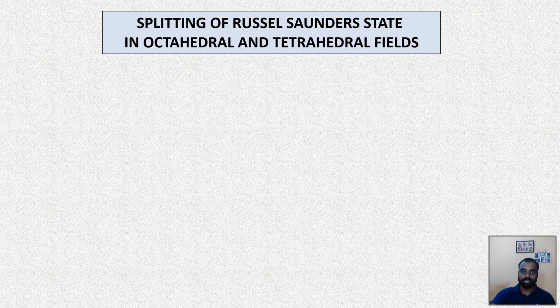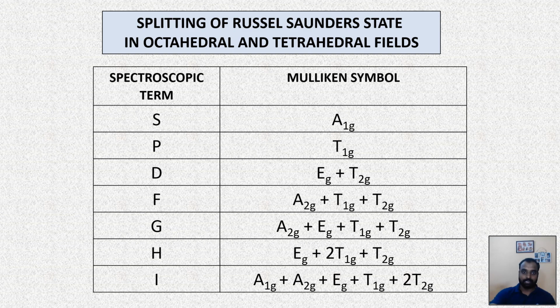In order to understand the electronic transition in metal complexes, we must have some idea about the splitting of the Russell-Saunders state or term in octahedral and tetrahedral fields. From the table, we can see that the S term is not split; it is transformed to A1g. That means the s orbital is spherical when the ligand field approaches the central metal. The S term does not experience any ligand field, so it is singly degenerate, represented by the symbol A.